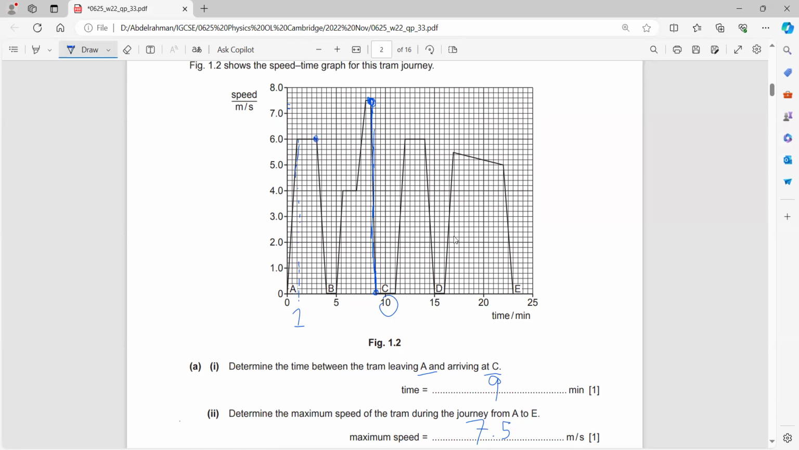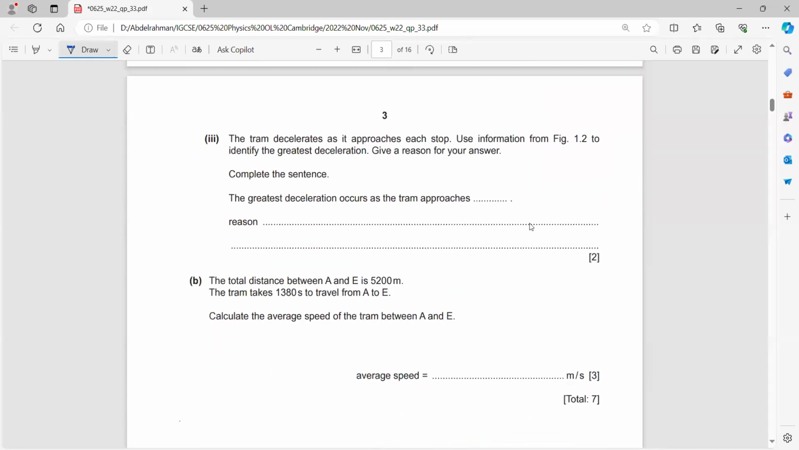Look at this point for example while approaching B. It was steep but not as steep as in C. The gradient in B is less. The gradient in D is also less. The gradient in E is also less. So it all has to do with the steepness of the line. The steepest line is where? It's at C. Correct. The greatest deceleration is as it approaches C, the reason is it has the steepest slope, the largest gradient. I can say it has a greater slope.